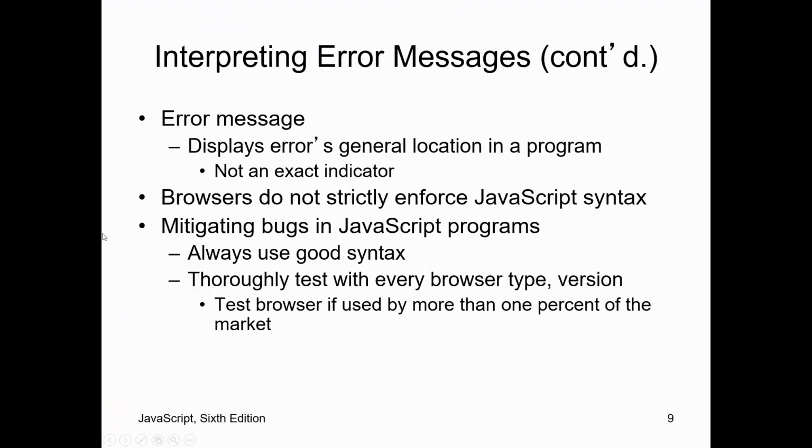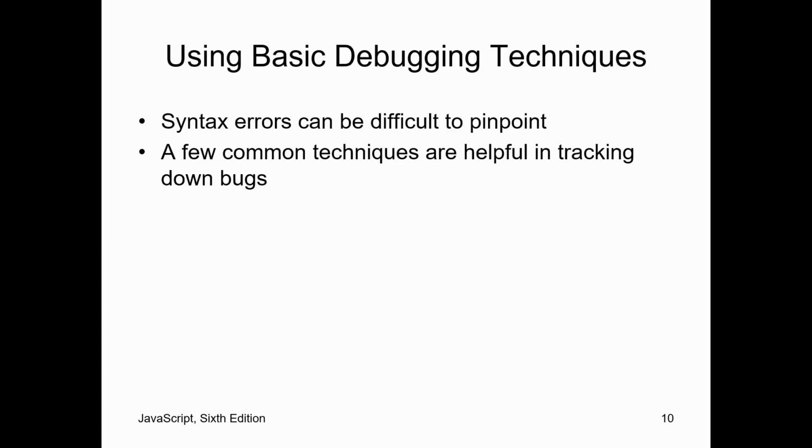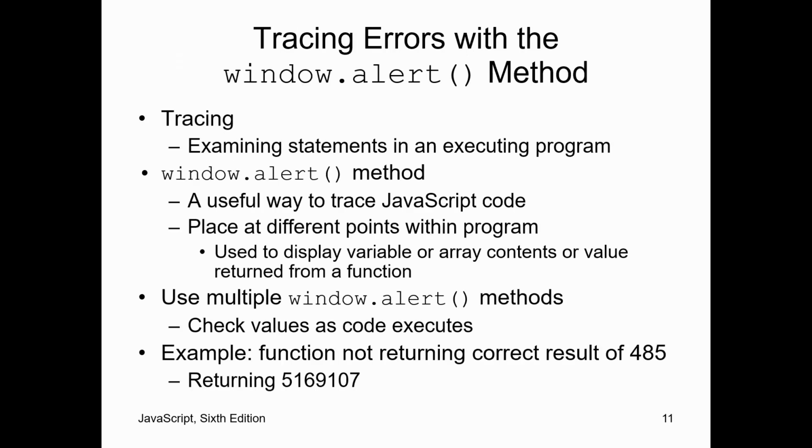Now, a couple things that they mention in here. Mitigating bugs. Always use good syntax. Always test in every browser and every version of every browser you can. Syntax errors can be difficult to pinpoint. Oftentimes they're easy to pinpoint because oftentimes they're things like a missing semicolon. Some common techniques. You can use alerts. We've already been using alerts. You don't have to say window.alert. Excuse me, you can just say alert.